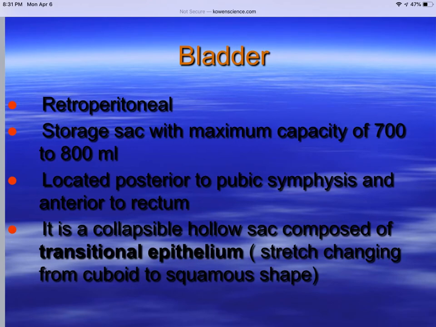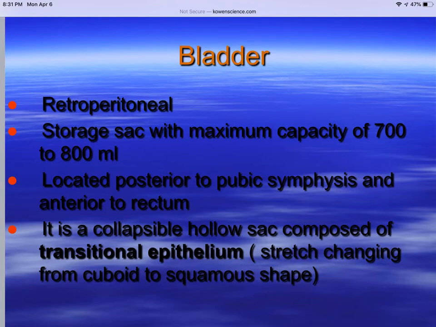The ureter attaches to the bladder. The bladder is retroperitoneal, meaning that you must lift all of the organs and tear through the peritoneal tissue in order to reach the bladder. It has a maximum capacity of between 700 and 800 milliliters. It's posterior to the pubic symphysis, anterior to the rectum, and it's a collapsible hollow sac.